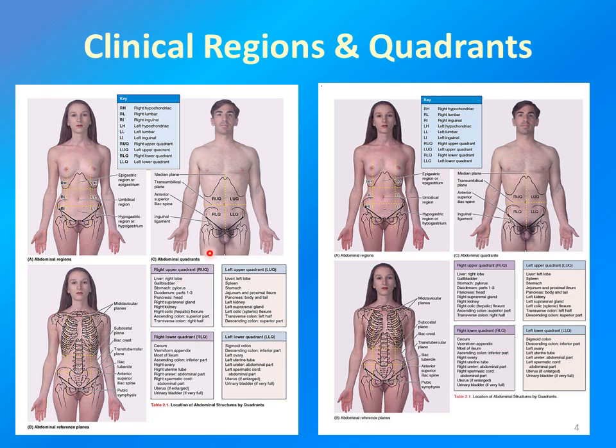The charts associated with the figures here show you which organs and portions of which organs are associated with each clinical quadrant and clinical region. I encourage you to take a moment and review these tables.